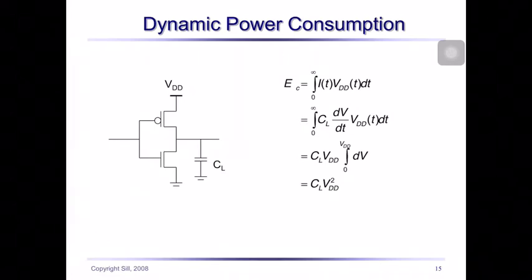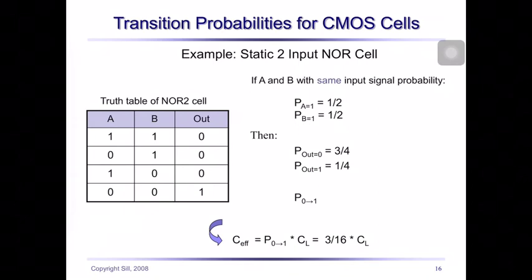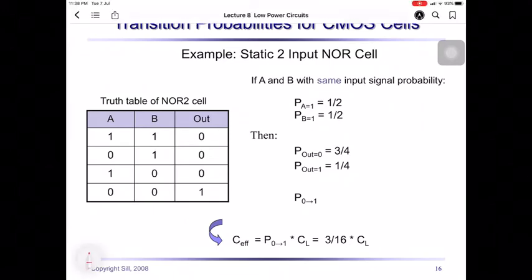The next important point of dynamic power is the transition probability, or the switching activity. Let's look at this truth table. This is the truth table of a NOR cell, but you can take any cell. If we look at the truth table for a NOR, only the input 0 0 produces a high output, and the others produce a 0. So the probability of A equals 1.